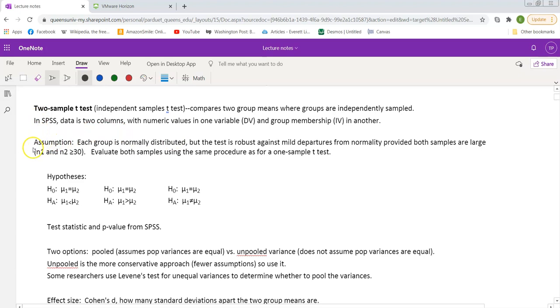The two-sample t-test does have an assumption that each of the two groups is normally distributed. So we have to check normality, but we have to check for the first group as well as the second group. We do have the same thing we had before, that the test is robust against mild departures from normality, provided both sample sizes are large. So that's going to give us a little forgiveness for the normality assumption.